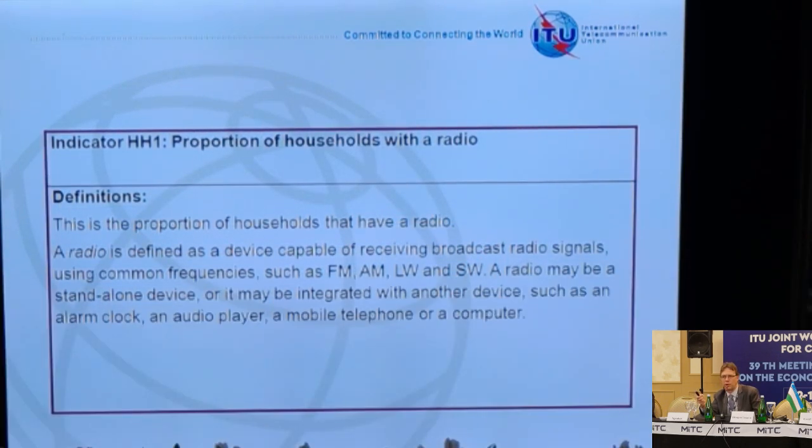So indicator 1 is the proportion of households with a radio. I don't think I have to define this. This is, again, is there a radio in the household? Can anybody listen to it at any time? And does the radio work? And then if you want to know what the definition is of radio, it's all there. I mean, you can argue about listening to the radio over the internet, but that's more internet use.